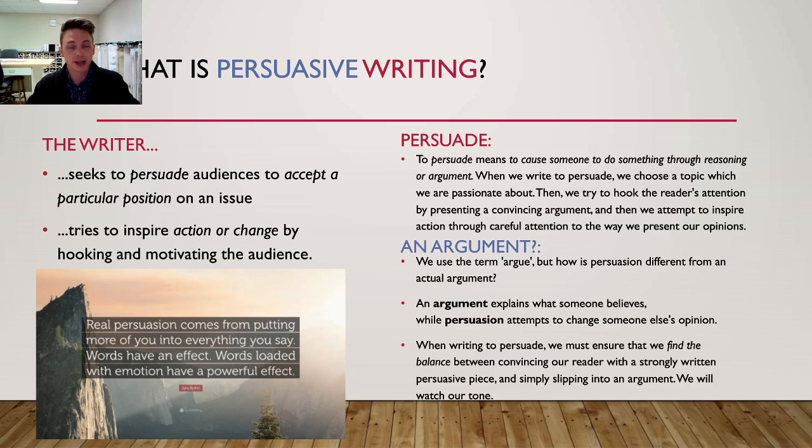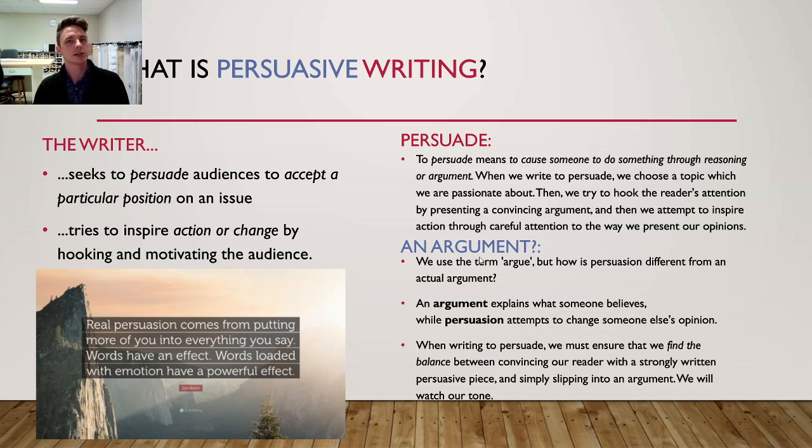And we can be more convincing when we believe in the task at hand. Then we try to hook the reader's attention by presenting a convincing argument, and then we attempt to inspire action through careful attention to the way we present our opinions. So you'll notice a running theme through here, and it's just being careful and cautious and purposeful. If you pay attention to the mentor texts we look at, as well as the outlines for the writing tasks, and really pay attention to the purpose, what you are supposed to include in this, look at the rubrics before you attempt any of these tasks, and you will learn to write to persuade.